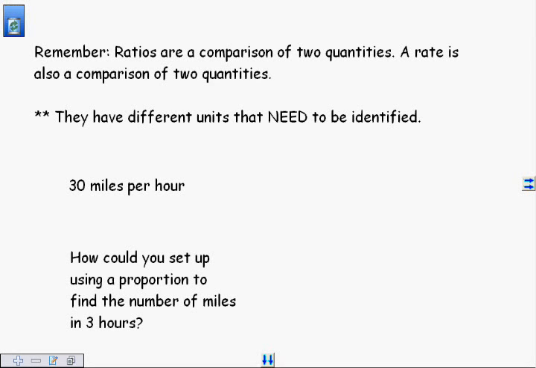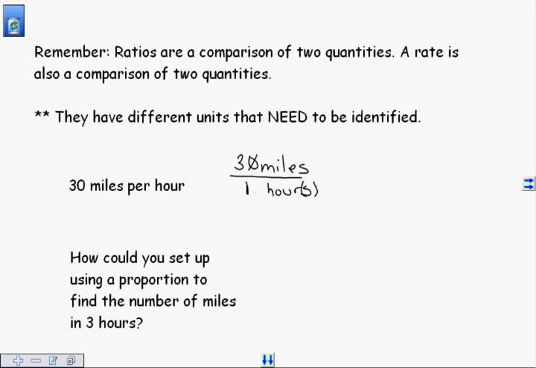Okay, this lesson is on ratios and rates, introduction to unit rates as well. Remember, ratios are a comparison of two quantities. A rate is also a comparison of two quantities. They have different units that need to be identified. So in this example, 30 miles per hour, the units are miles and hours. What they've given us is 30 miles for every 1 hour.